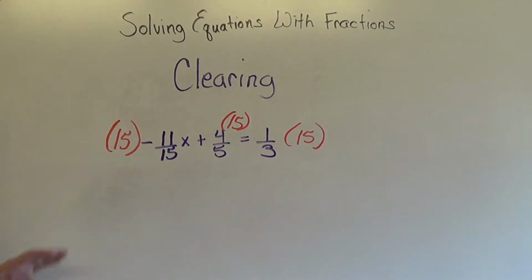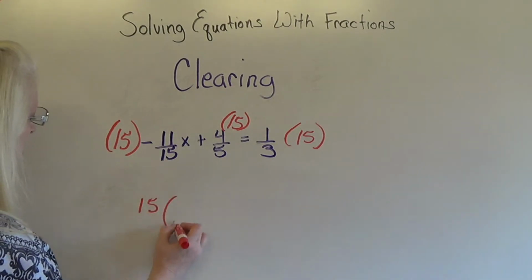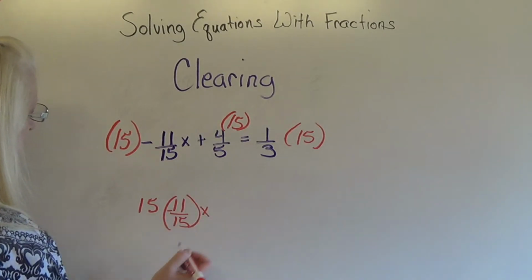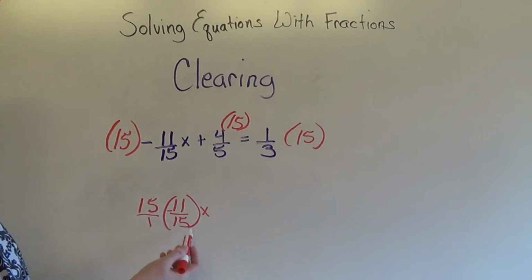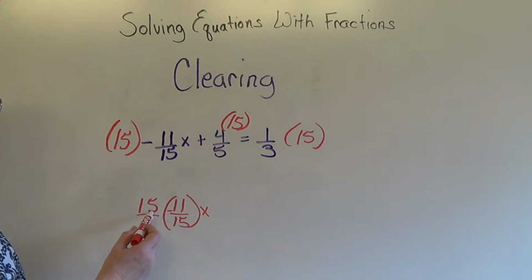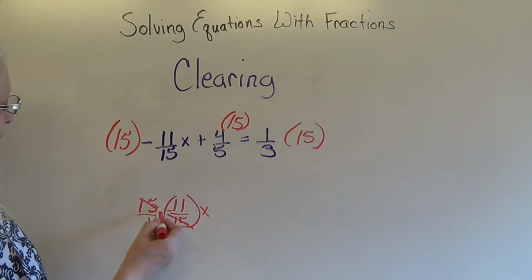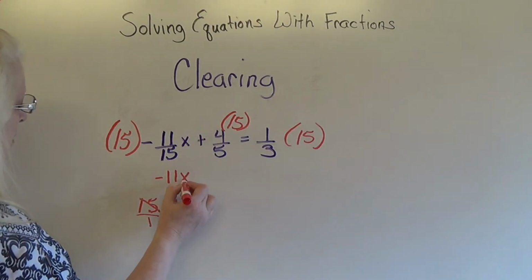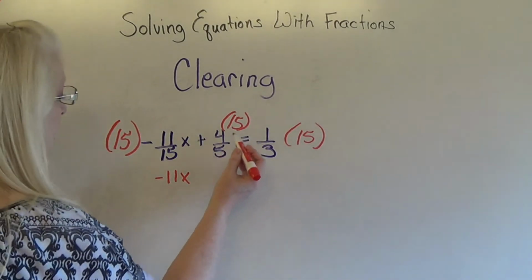Okay, this first one, I'm going to write it underneath so you can see what it looks like separately, and then we'll go back and do it this other way that I like. Okay, so I said I'm going to multiply these. So 15 is 15 over 1, and when I multiply, these cancel out, and it leaves me with 11, and it's negative x. So I just got rid of this first fraction. That was pretty cool.